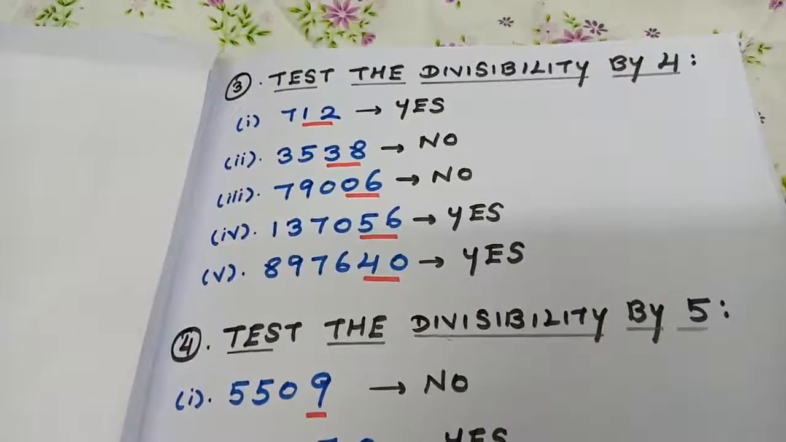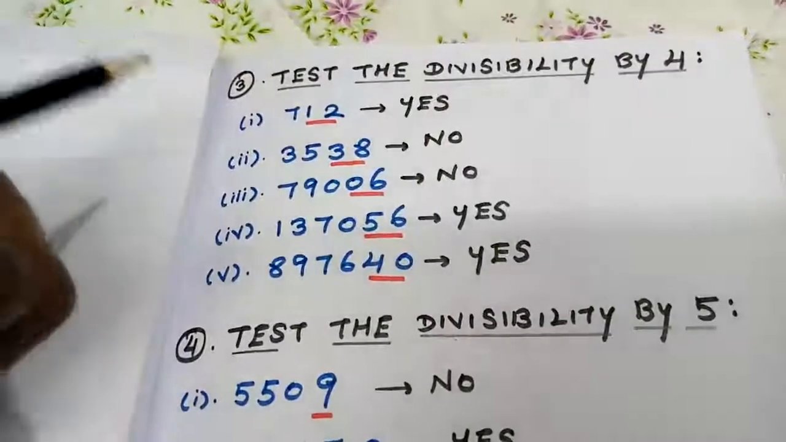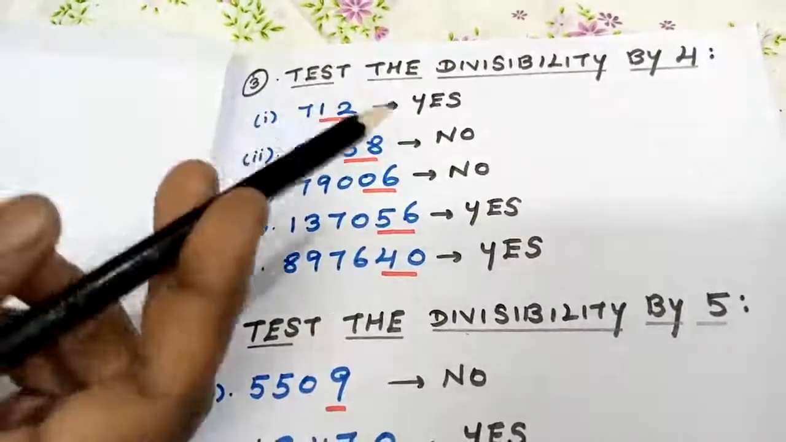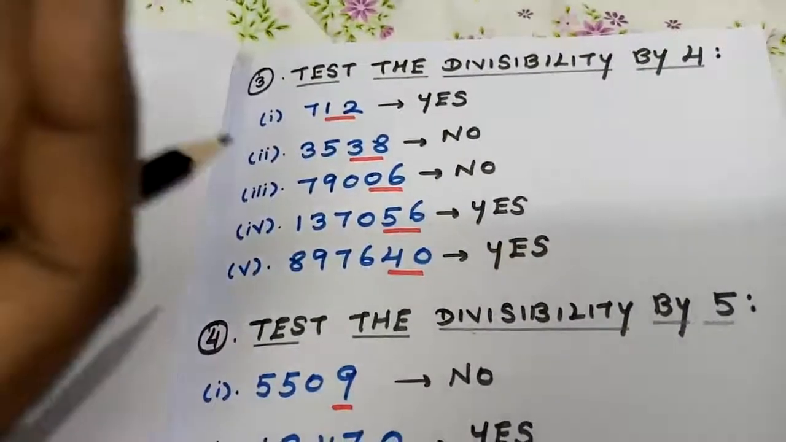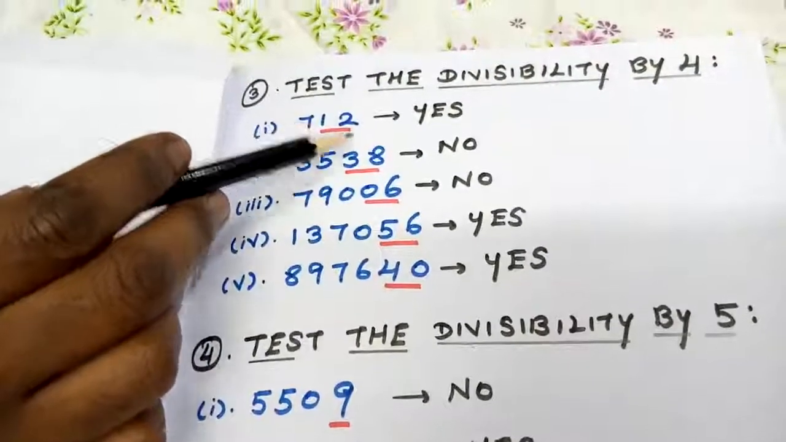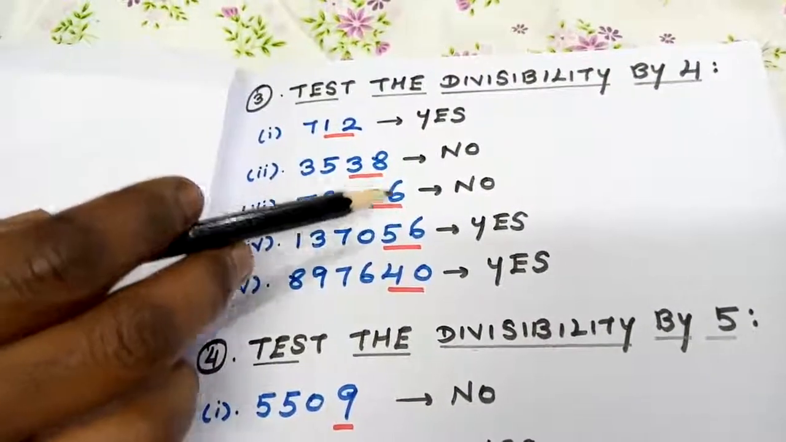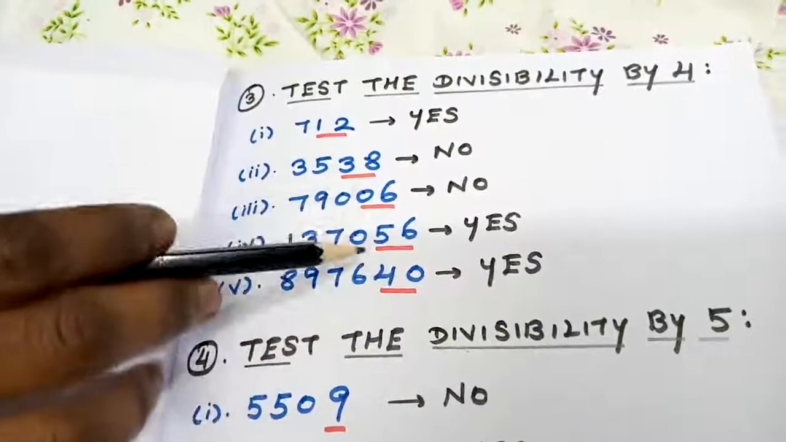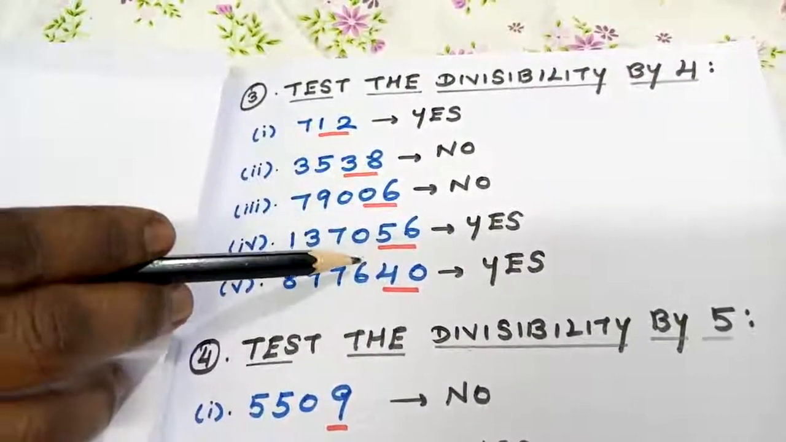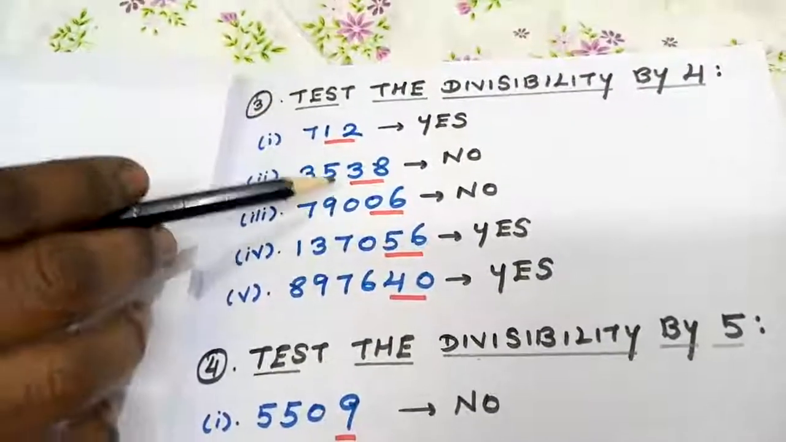Third question, test of divisibility by 4. What is the rule? You check the last 2 digits. If the last 2 digits are divisible by 4, then I can say yes. So 12, 38, 06, 56, 40. In these cases, 12, 56 and 40 are divisible by 4. The remaining are not divisible by 4.